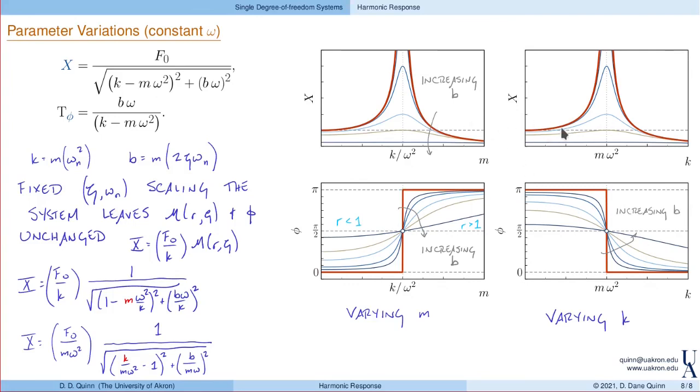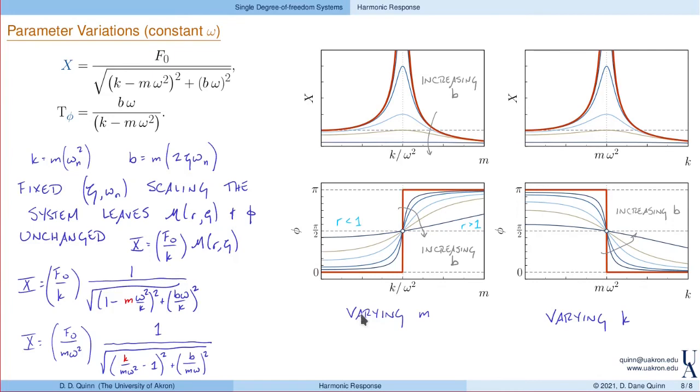The amplitude actually looks very similar. Once again, if the stiffness is small, then the amplitude is finite, but it does change as the damping varies. We see our resonant peak at m omega squared. So once again, k minus m omega squared is equal to 0. And then that drops off as the stiffness continues to increase.